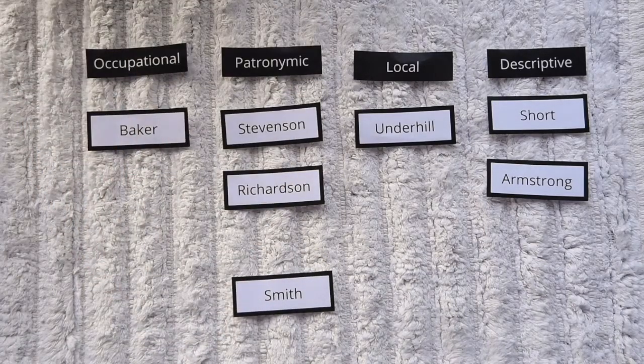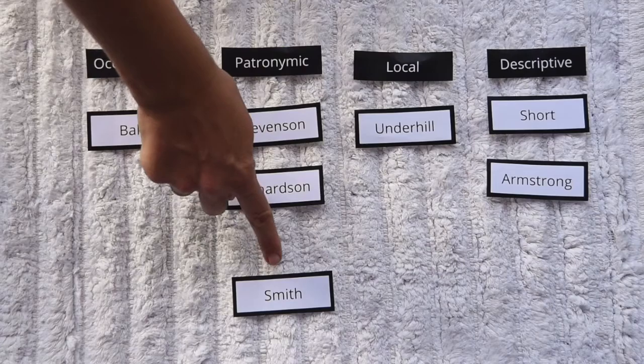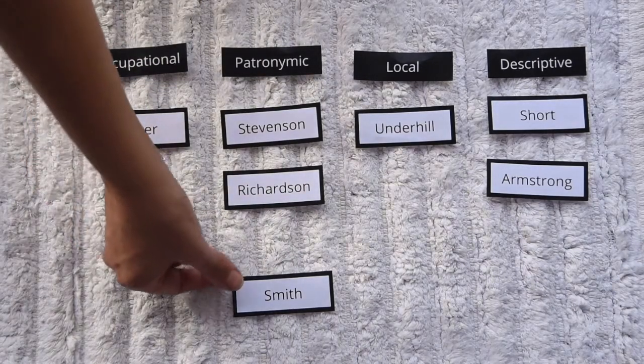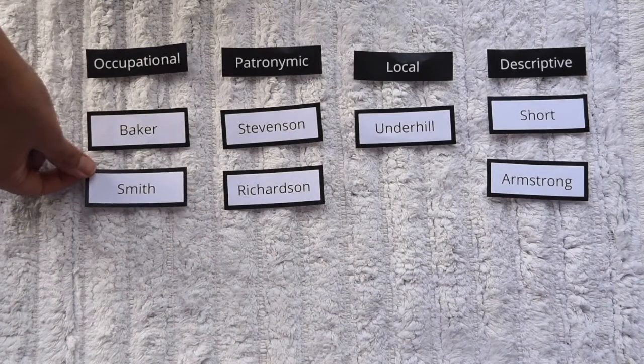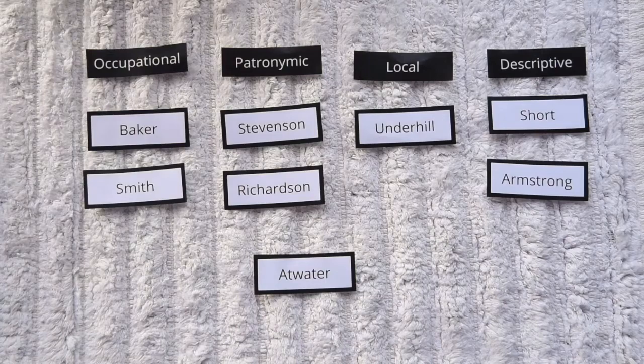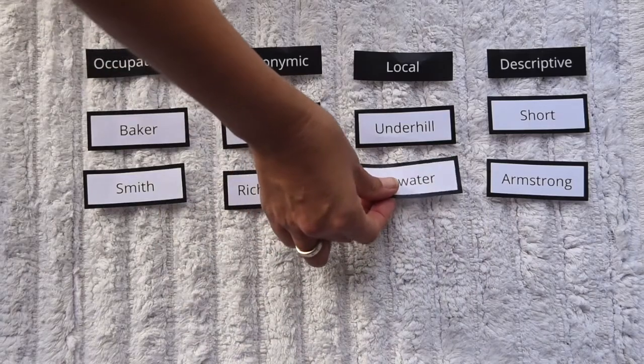Now, what about Smith? We know we get lots of types of smiths, but if you are a blacksmith working with metal, your family name or surname could have been Smith, so that is an occupational name. What about this one? Atwater. Maybe that's about Jill who lives at the water. So Jill Atwater. That is a local name.